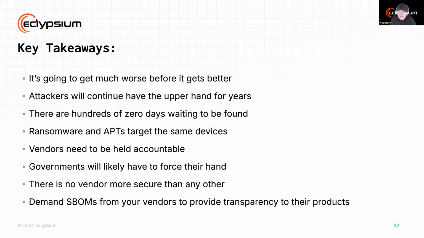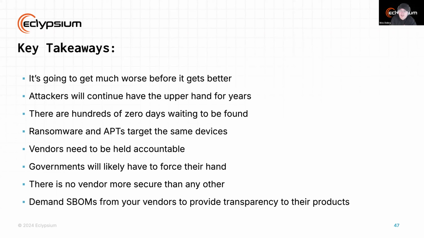And these APTs are targeting the same exact devices as ransomware groups for initial vectors of attack. Now, largely, I see this as reasons that the vendors need to be held accountable. And this will likely only be forced when the government forces their hands. So nation state governments need to force the vendors to protect their environments and secure things in greater detail. It's also important to remember that no vendor is really more secure than any others. Almost every one of these appliance vendors do the same exact thing.